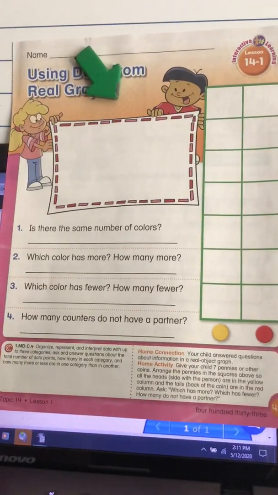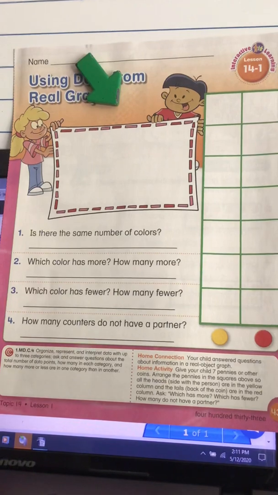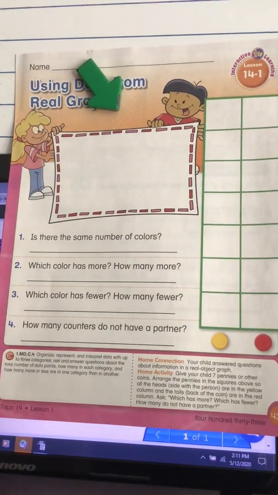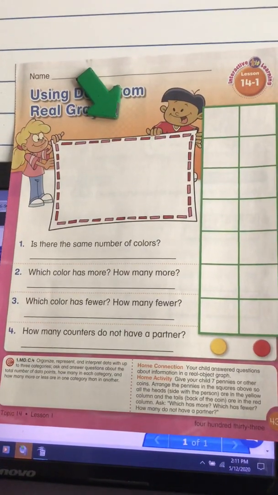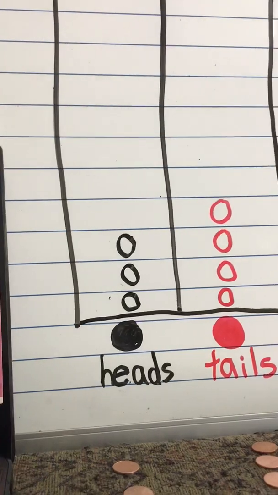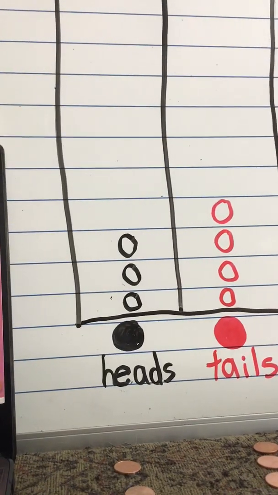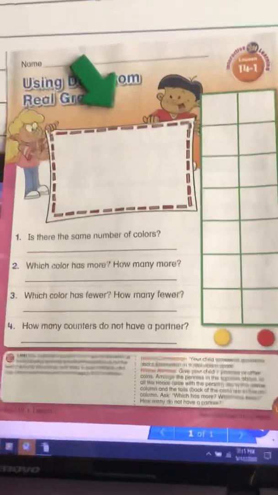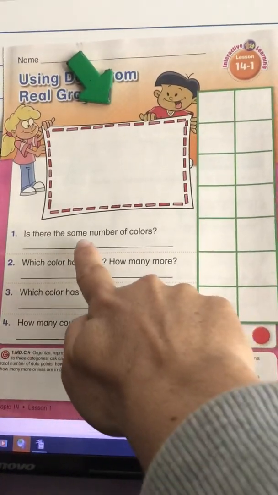Is there the same number of, it says colors, we did heads and tails. So did they have the same? No. One had 3 and one had 4. Remember our graph? They were not the same. So on the line for number 1, we're going to write N-O, no.